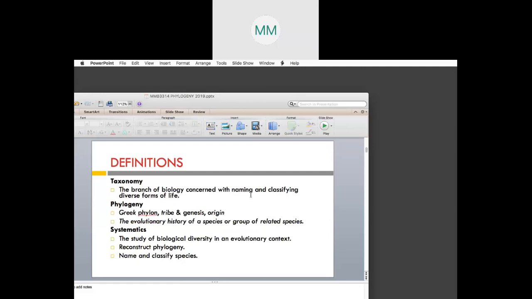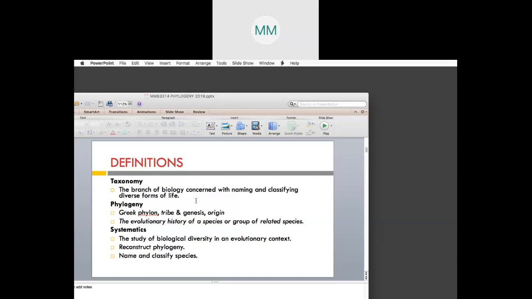Okay, how they classify, how they do this naming, it all boils down again to characters. Characteristic states, like the shape of your eyes, the color of your eyes, and all those other characters. Now, phylogeny is broken down into two parts, which in Greek is phylon, which means tribe, and genesis, which means the origin. Basically, it's about the evolutionary history of a species or group of related species. What makes taxonomy similar to phylogeny is that it uses characteristics. It can be morphological, it can be molecular, but it uses characteristics.